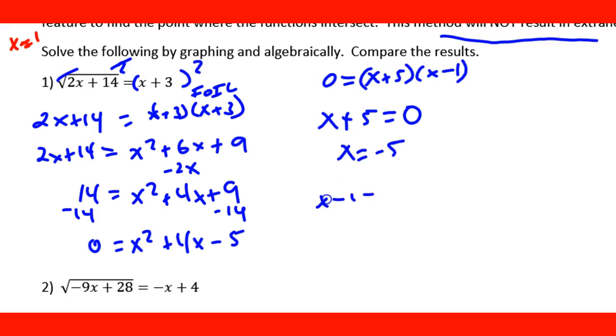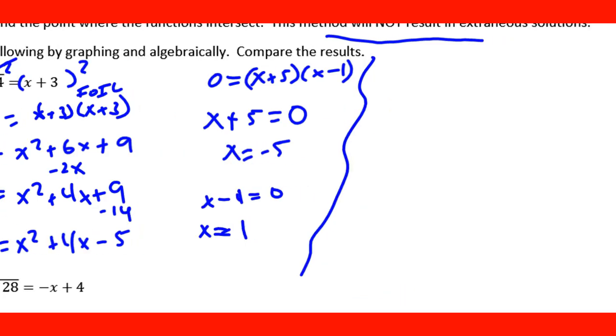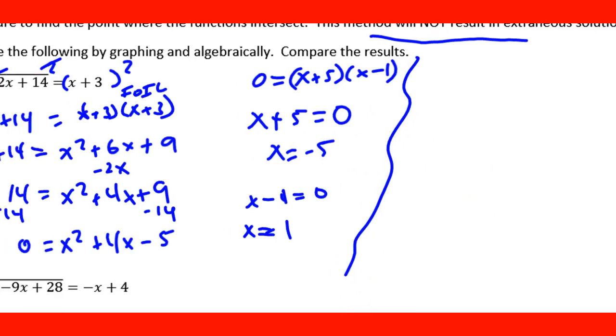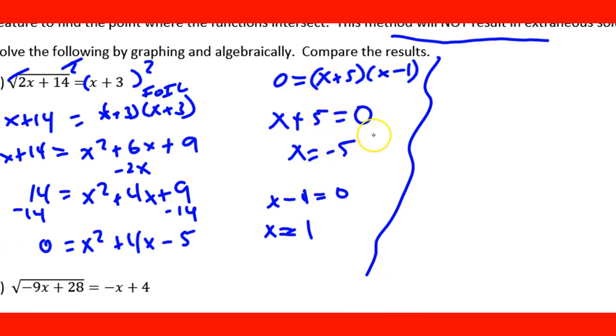And solve. All right, x equals 1. So there we go. I got my 2 solutions. But one of these, as we saw, is an extraneous case. All right, here's what I mean. If I take these x values and plug them in, I'm going to do the negative 5 just so you can see.